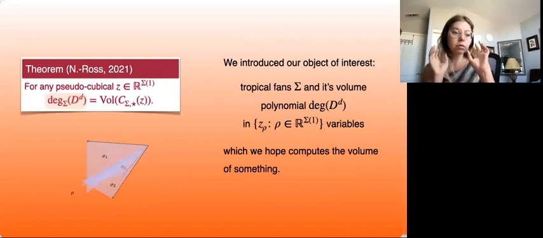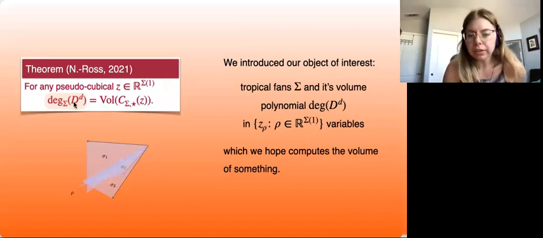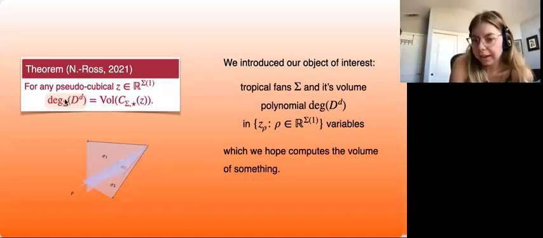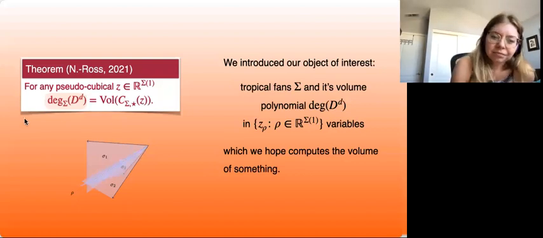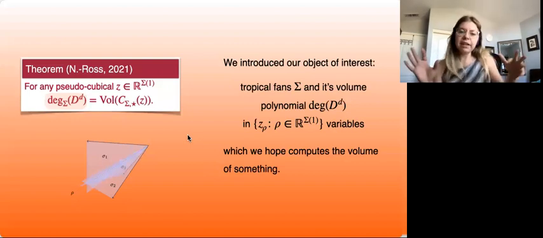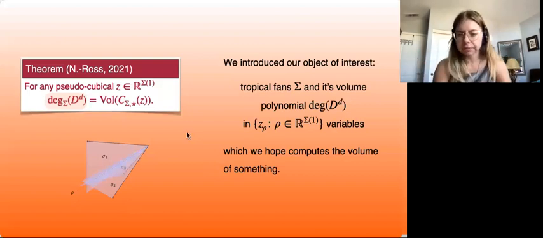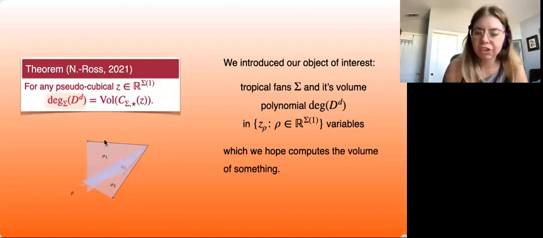Okay, so we've talked about this left side, which is the volume polynomial of tropical fans, and we hope it computes the volume of something. This is going to be a polynomial in these z variables. I'll call z sometimes our coefficient vector, just because it's a bunch of coefficients on our x's.